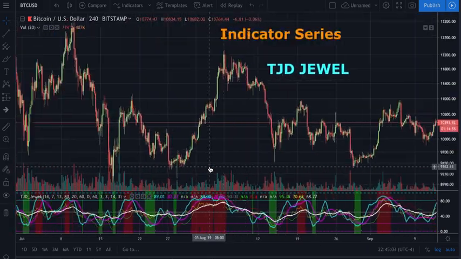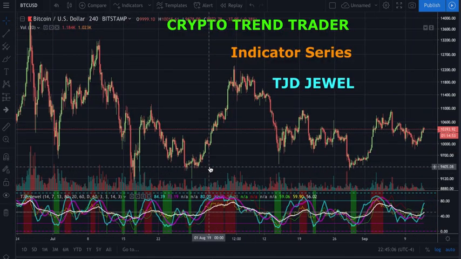And this indicator, the Tjd Jewel, is definitely an amazing indicator. It's very basic and it's easy to follow along with.